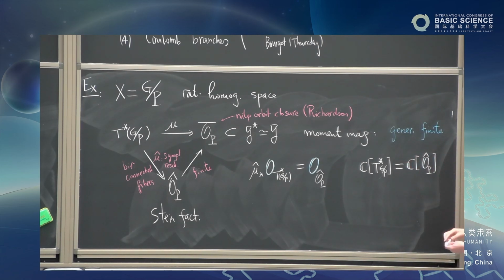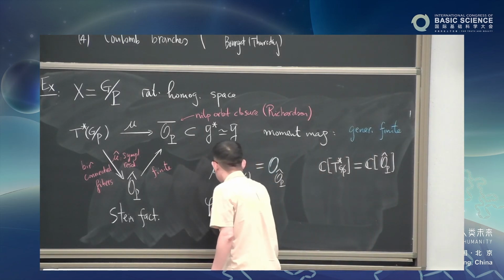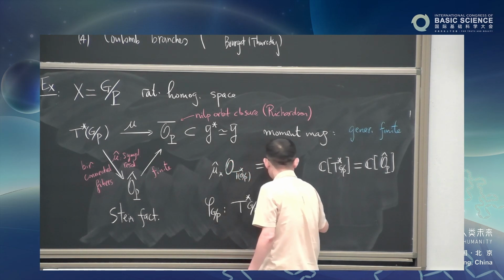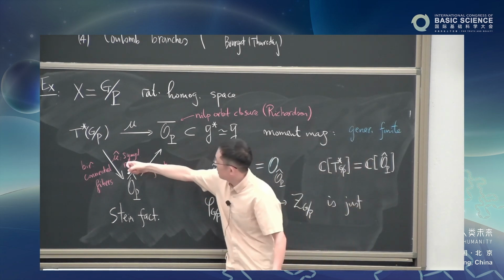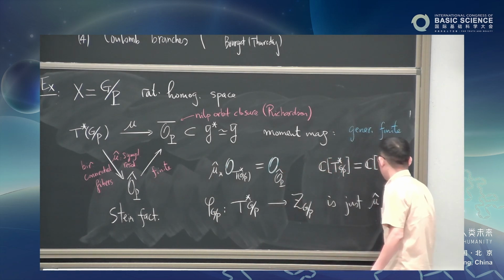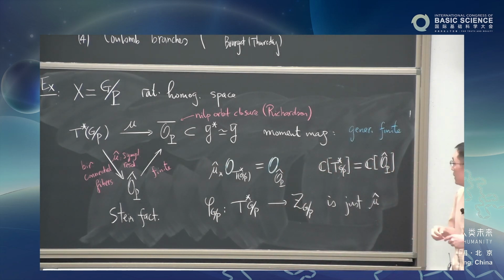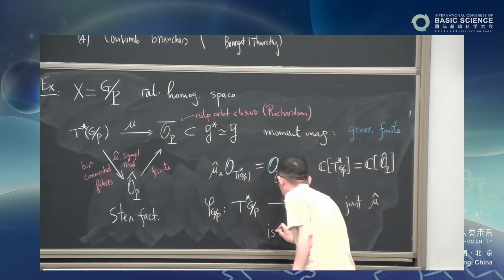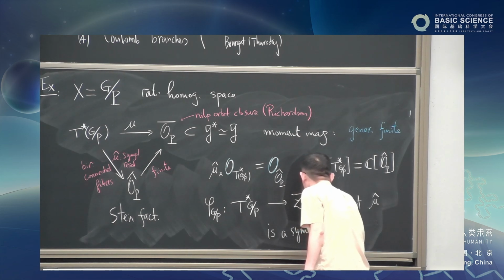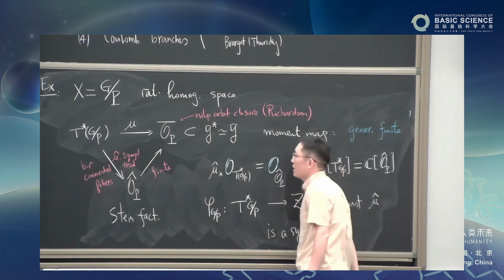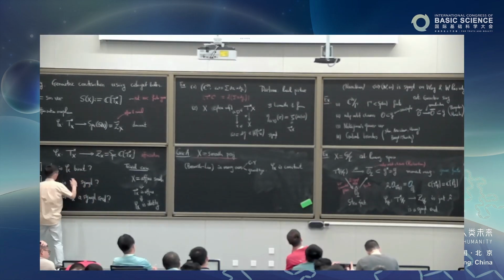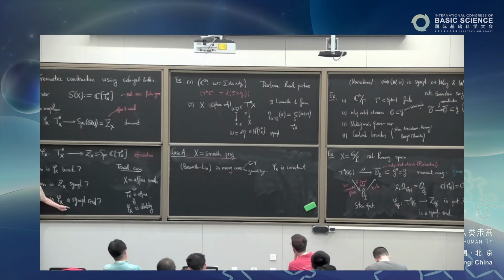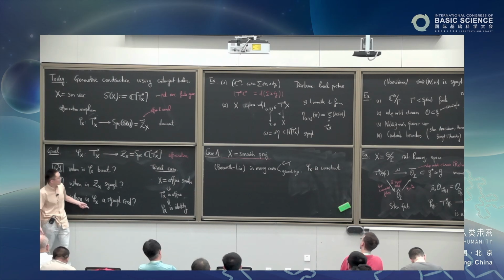And then in particular, this would imply the map phi X, so phi from the cotangent bundle of G/P to this Z of G/P, is just this morphism mu hat. And then this implies this is a symplectic resolution. So this gives you a first example where this phi X is birational and Z X is symplectic and also phi X is a symplectic resolution. So all three questions have a positive answer in this example.